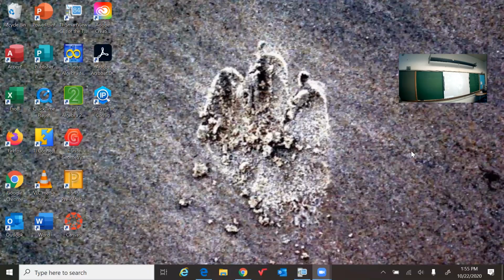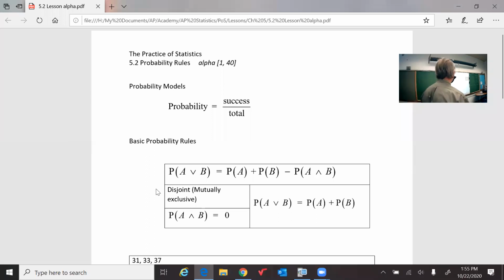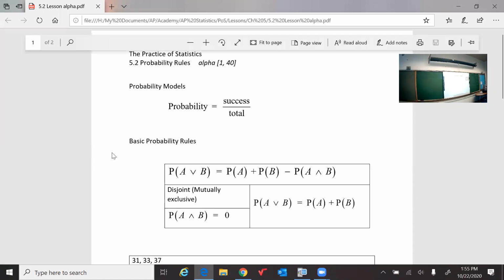All right, so for 5-2 alpha, here's where we are. We told you yesterday that the definition of probability is success to total. And then we told you probability is not interchangeable with odds, because probability has success to total and odds has failure to success. So what's happening is probability omits the failure component and odds omits the total component.